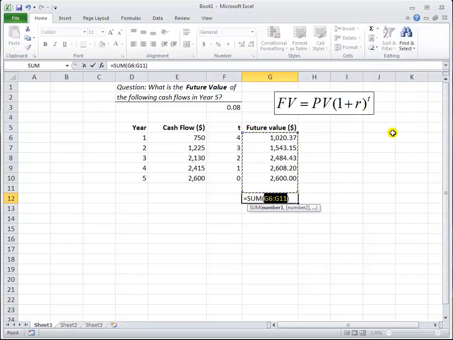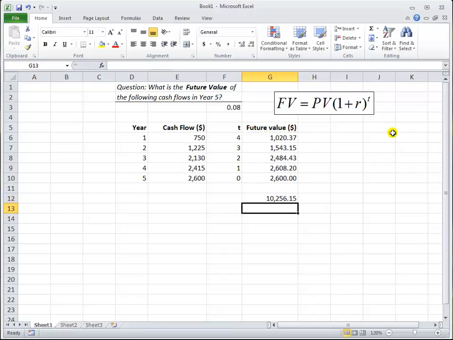We're going to use the sum function, $10,256.15. We're going to round this up with future value equals $10,256.15. And that's how we calculate the future value of multiple cash flows using Excel.